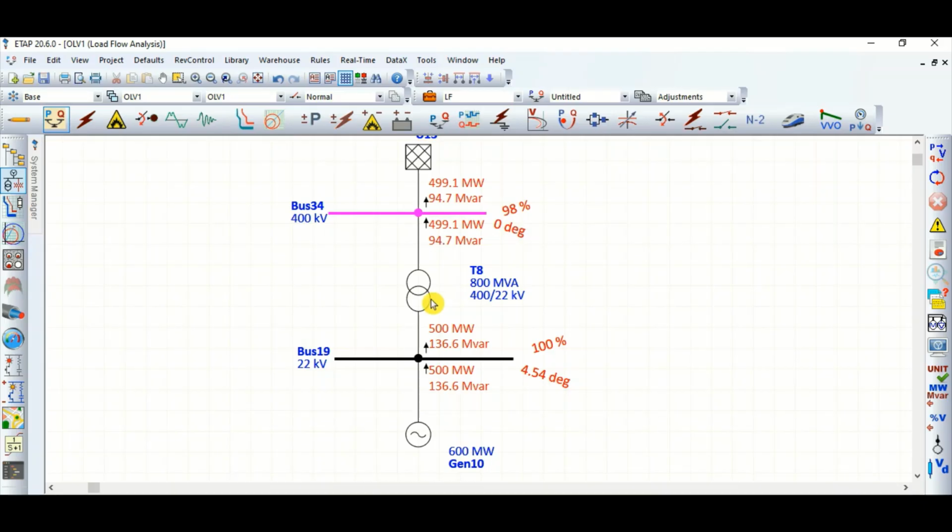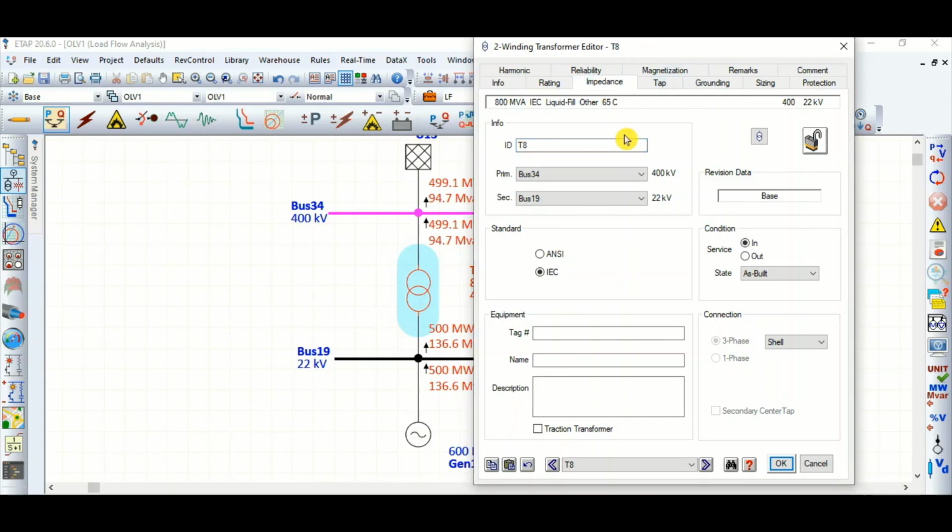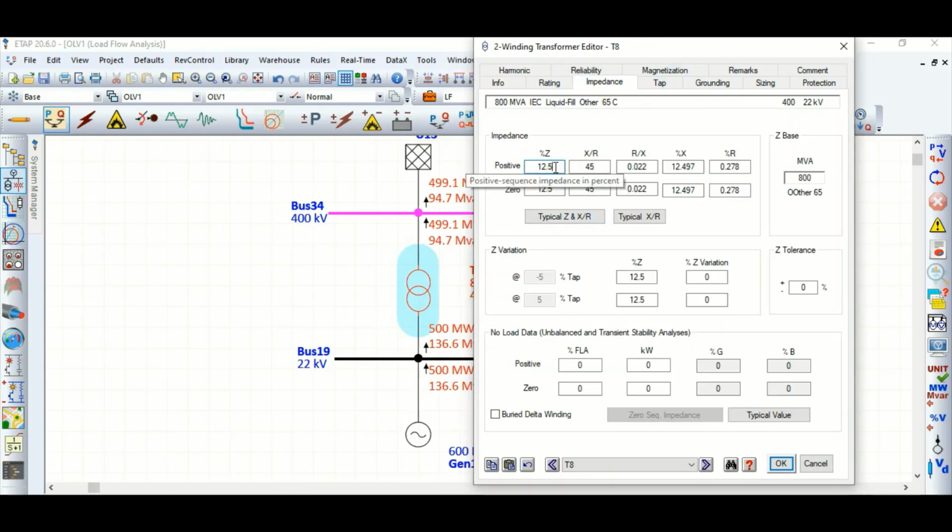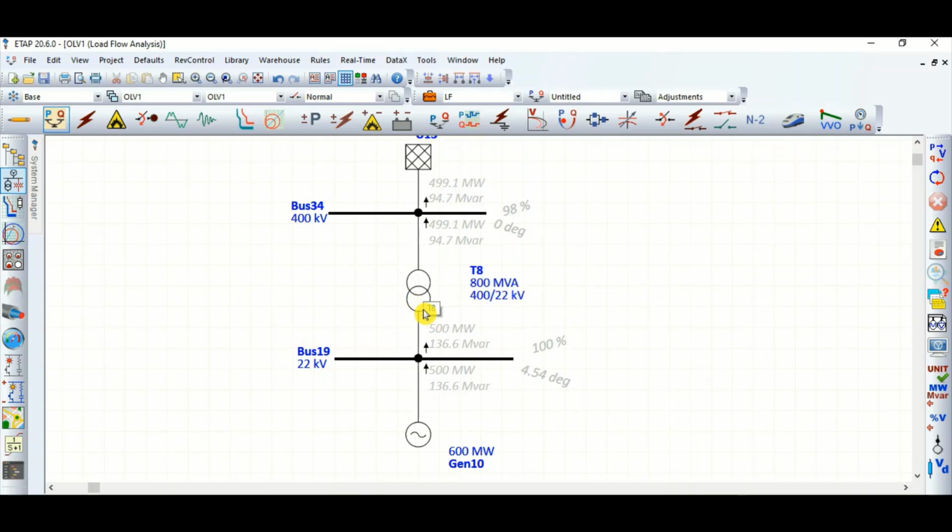And also factor number 3 is this transformer impedance. Let's say instead of 12.5, this is 16 percent, I'm increasing the transformer impedance. So it was 136.6 Mvar, now it is 114.2 Mvar. It is now reduced. So when the transformer impedance is increased, the reactive power supplied or generated by this generator is reduced to maintain the generator terminal voltage at 100%. So this is point number 3.